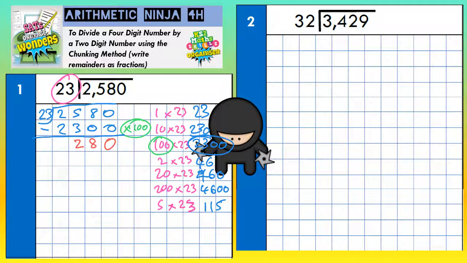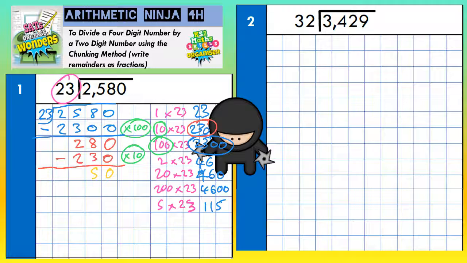Let's go back to our list of chunks again. Now the next biggest number we can subtract is this 230. So let's take away 230 and see how low that takes us. And that, don't forget, is a chunk of 10 23s. So you pop a little times 10 at the side. 0 take away 0 is 0. 8 take away 3 is 5. 2 take away 2 is nothing. So we're down as low as 50.